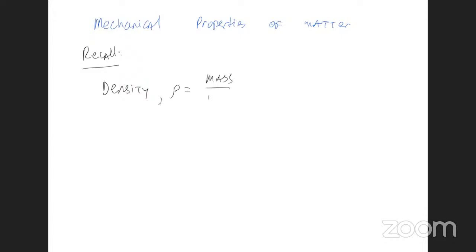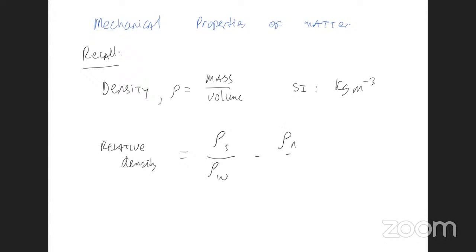Mass per unit volume. The SI unit is kg m to the minus 3. And we need to remember what is relative density. Relative density is the density of a substance over the density of water, or the density of substance A over the density of substance B. Actually, you don't really use that. You're using mass.